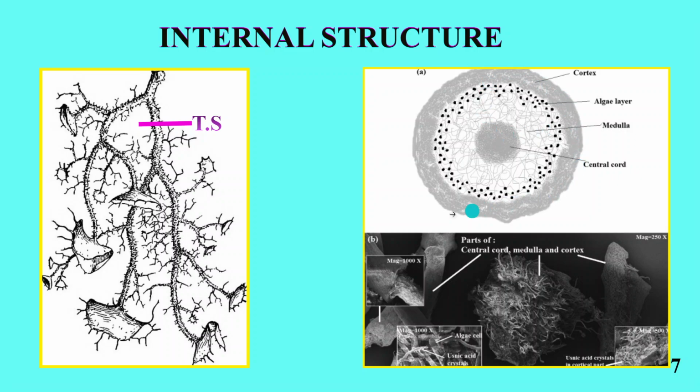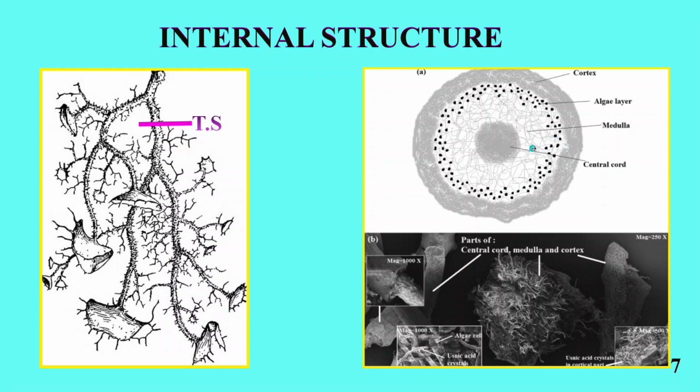And the final or the outermost layer, which we refer to as the cortex. It is made of densely packed gelatinized fungal hyphae that form a continuous protective as well as waterproof coat. This layer protects the inner algal layer from excessive light and also reduces water loss.